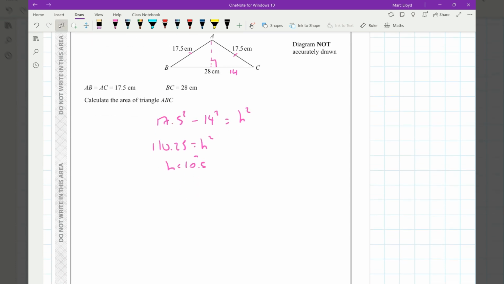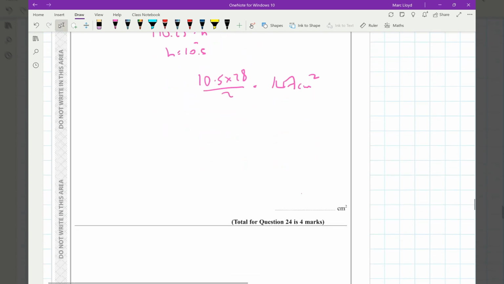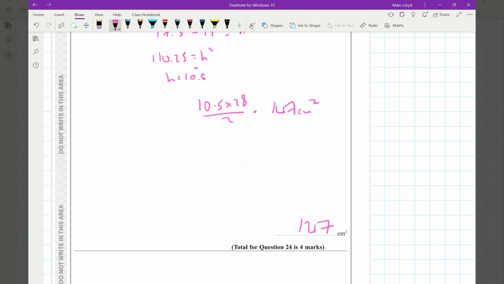Okay, then to work out the area, it's 10.5 times 28 divided by 2. So I can times the answer by 14, can't I? 147 centimeters squared. Marvelous.